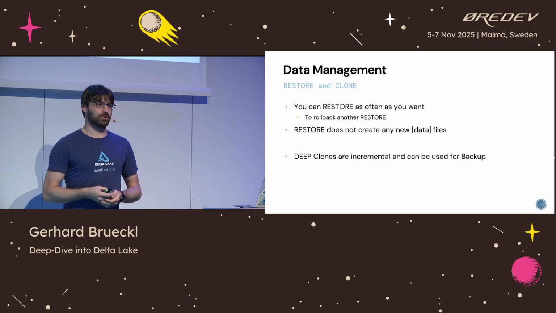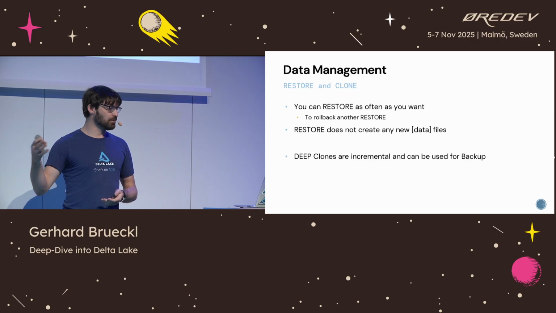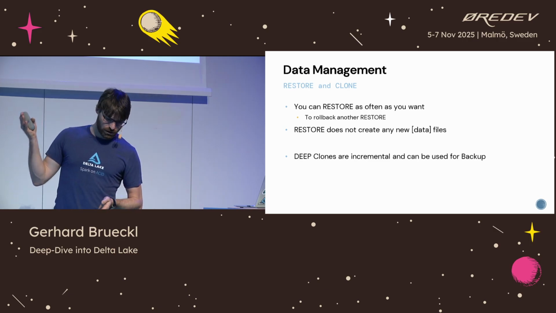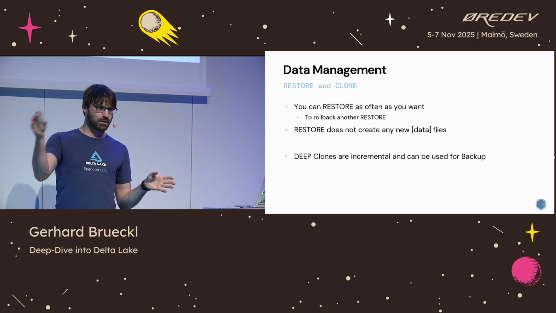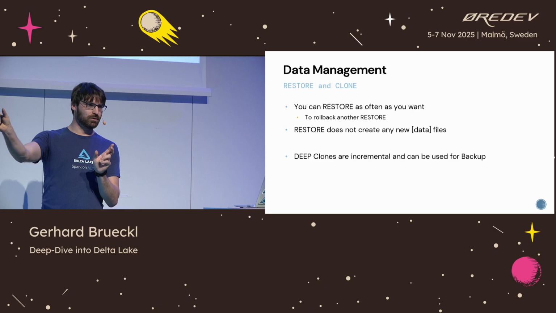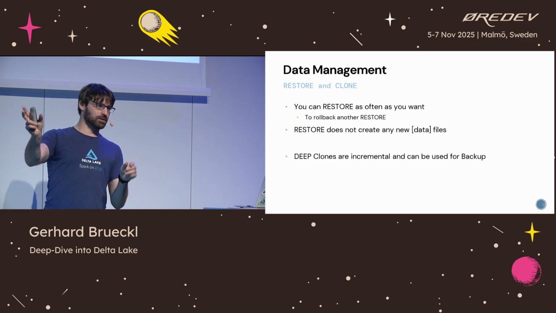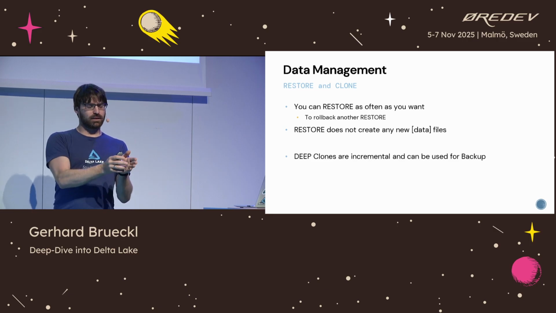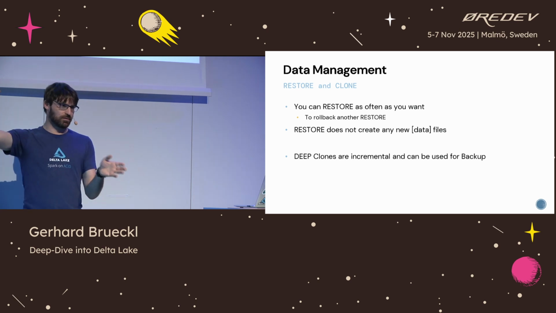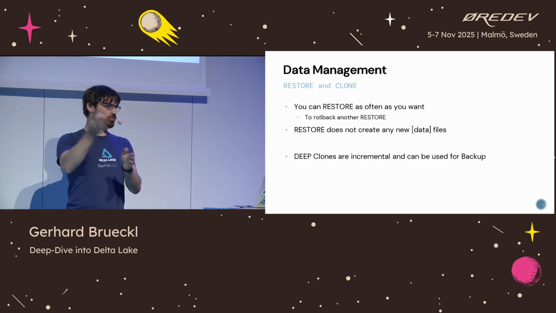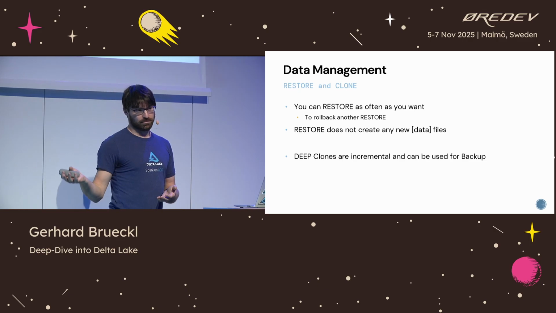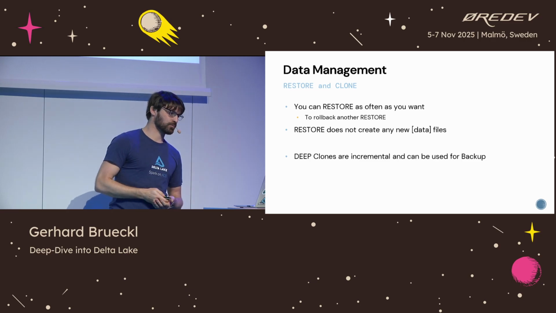So there is the concept of an incremental deep clone, which basically takes all the information from the source to the target, but also checks which versions have already been copied over, and makes sure that it's only copying data like transactions and data files that haven't been copied yet. So it checks the transaction state of the different tables and knows what to copy, which makes it super efficient for backups and these kinds of things.